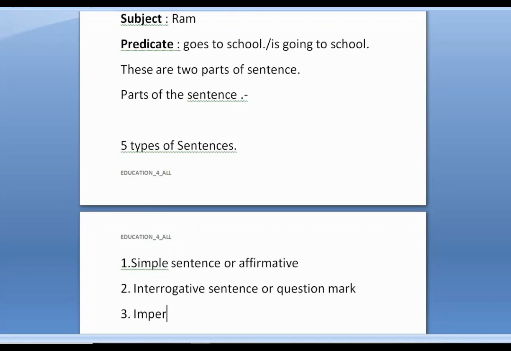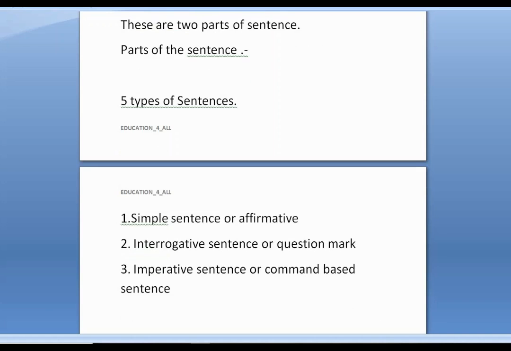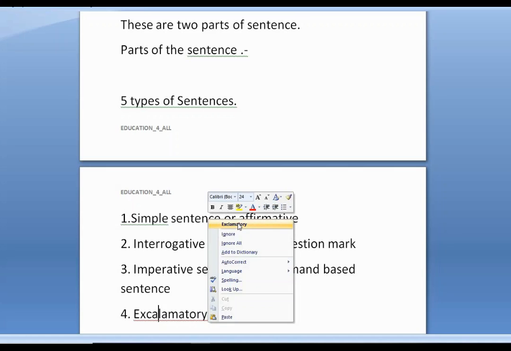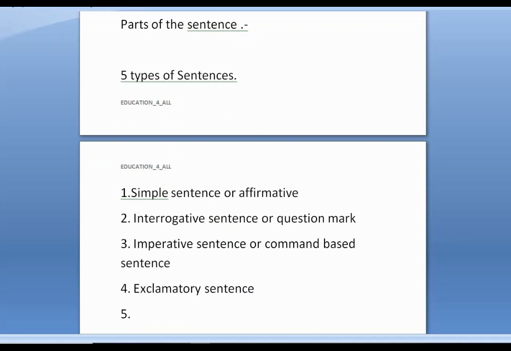Third is imperative sentence or a command based sentence. Fourth is our exclamatory sentence. And the fifth is optative or a greeting sentence. Let's understand in detail. Affirmative sentence.